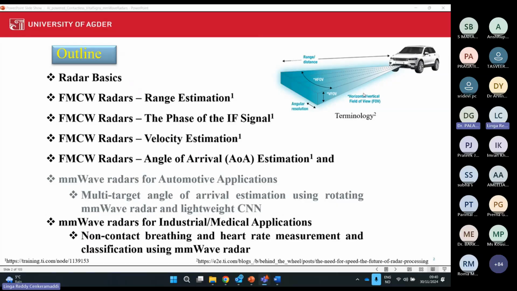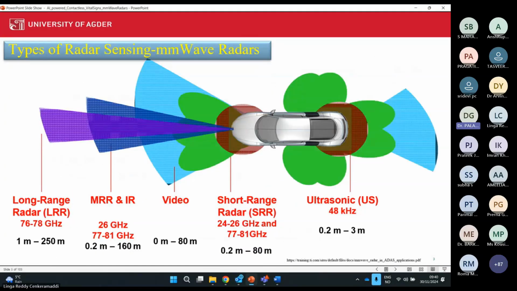Yeah. So I think range estimation and velocity estimation are very essential to understand, to be able to understand how to measure the breathing rate and heart rate. So first I will start with the range estimation. Before getting onto this, there are different range classifications of the radar.